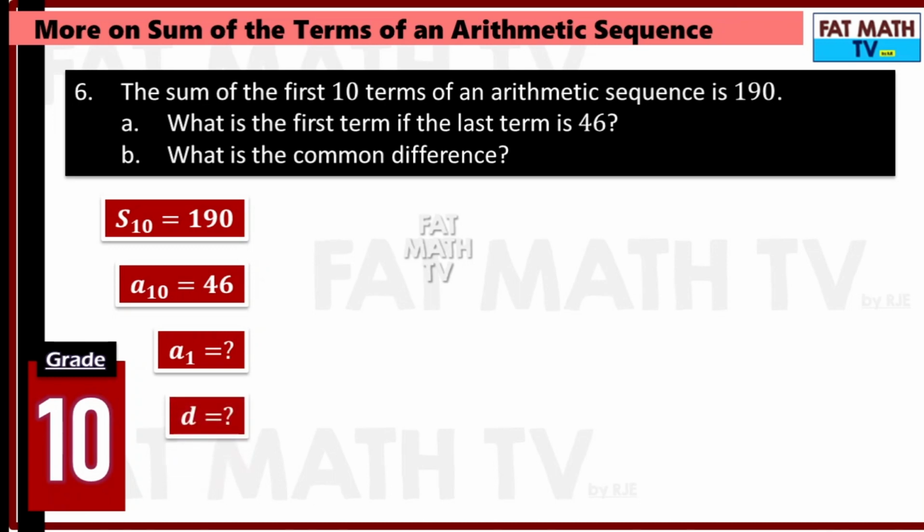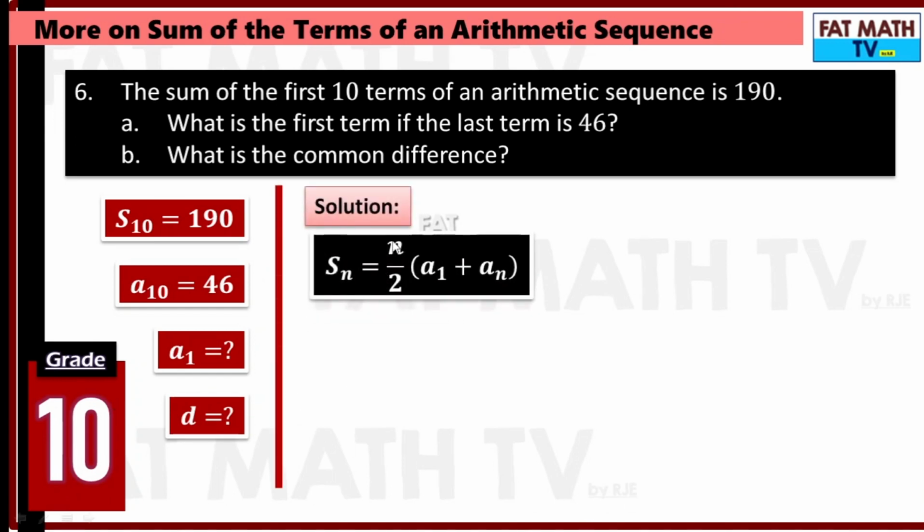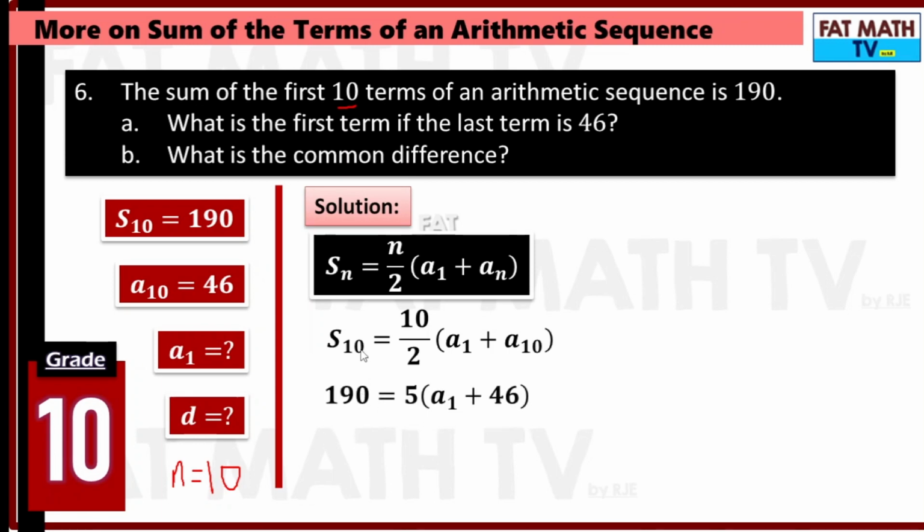And for letter B, what is the common difference? So D is also unknown. So here our N is 10 because there are 10 terms. So let's use this formula. S sub N is 190. Okay, S sub 10 is 190. N is 10, so that's 10 over 2. It's 5. And then A sub 1 is unknown, and A sub 10 is 46.